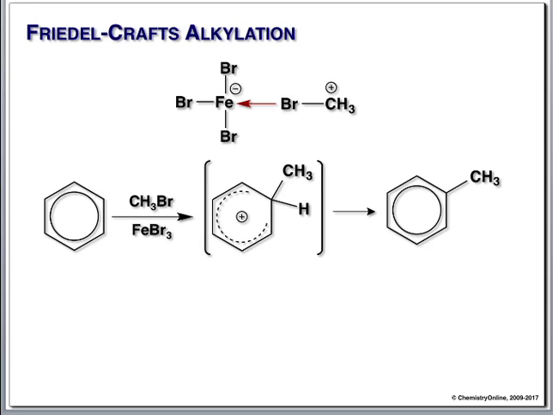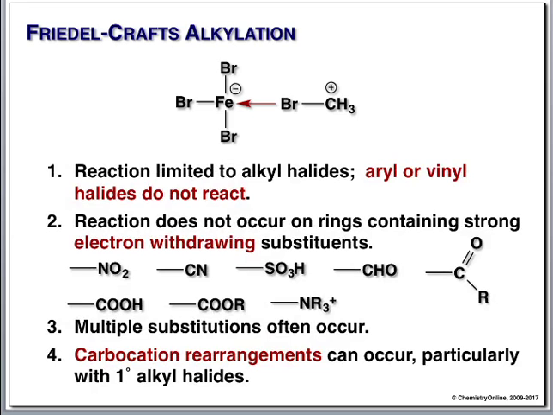Because you're using the Lewis acid, you cannot use aryl or vinyl halides. If you have electron withdrawing substituents, any of these, it doesn't work. Sometimes we can put multiple methyl groups in the ring, and this one especially. Carbocation rearrangements can occur with primary alkyl halides. So an example of this.